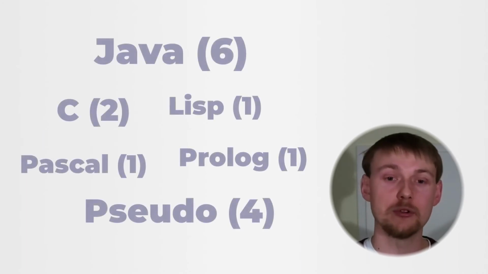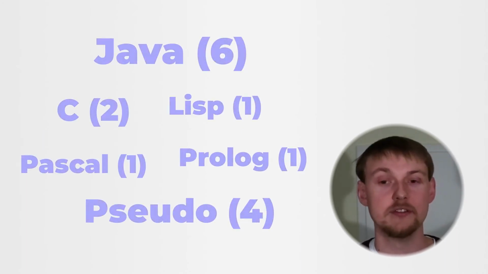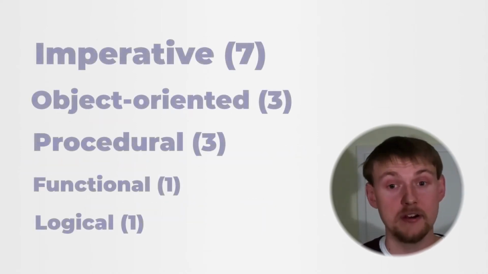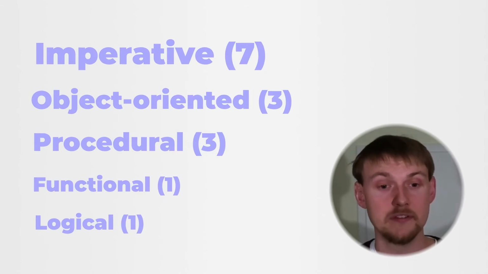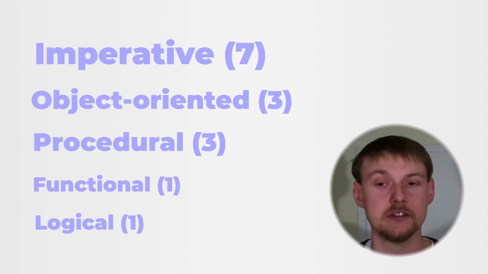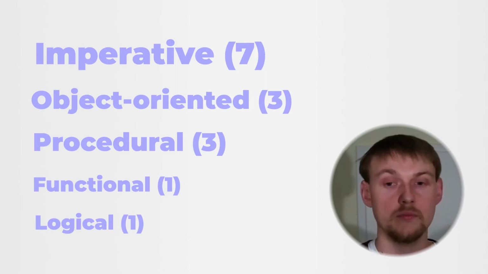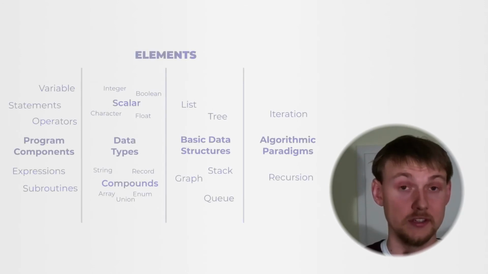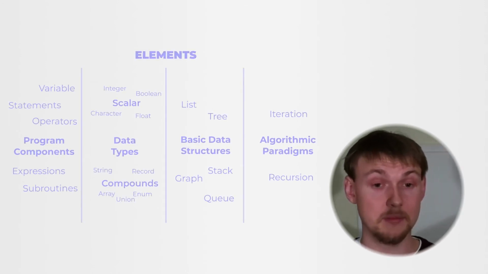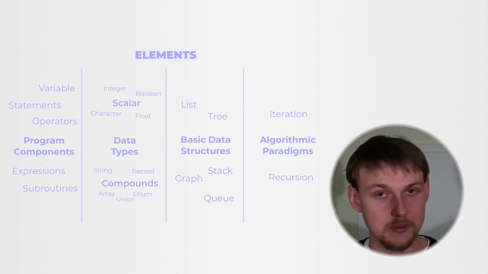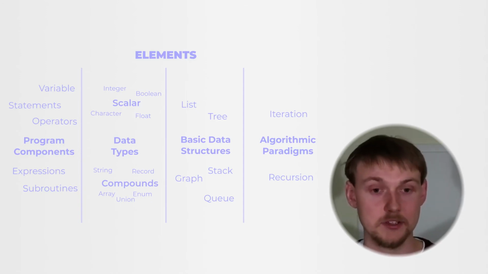In terms of programming languages, the majority is using Java or some kind of pseudo language. When we cluster the assessments by a high-level paradigm, we see that the imperative one is the most common, followed by the object-oriented and the procedural. Now we take care of the elements dimension, which is language and paradigm independent, so it's of great value for us. Let's work through the different parts of this elements dimension.